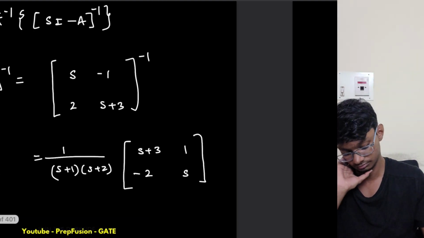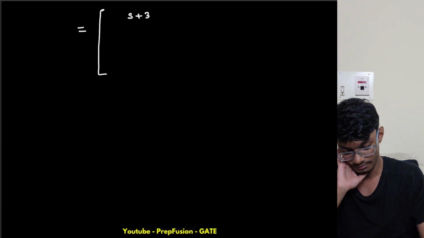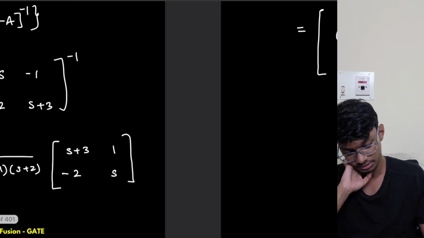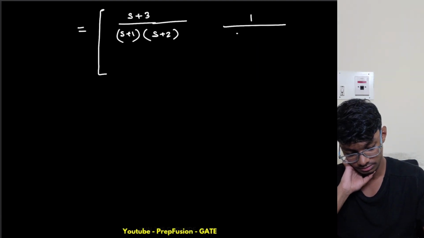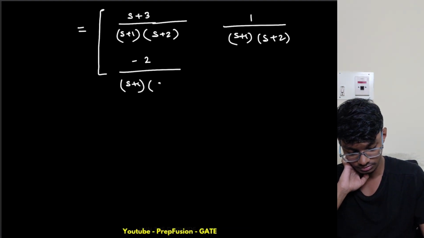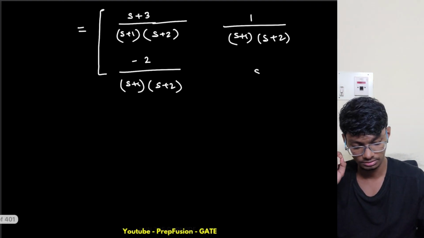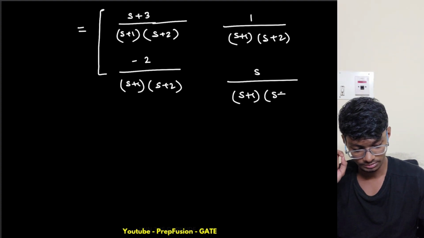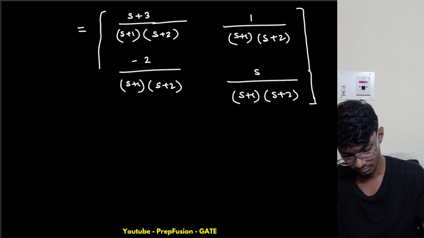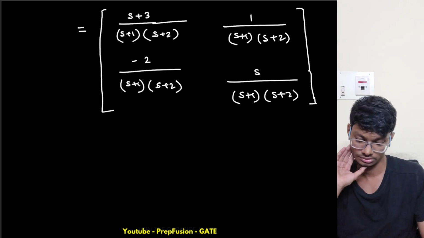So now I will expand this. This is equal to 1 by the product of s plus 1 and s plus 2, and minus 2 by s plus 1 into s plus 2, and s by s plus 1 into s plus 2. So this is my simple matrix equation.